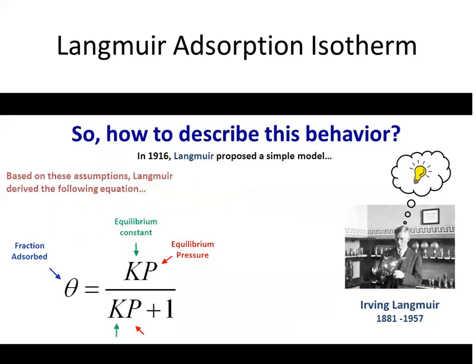Clear? So this is again the first equation. Next we will derive this equation. This is the fraction adsorbed, K is the equilibrium constant and P is the equilibrium pressure. This is not the simple pressure. This is the pressure at equilibrium, that is, when the equilibrium is established.